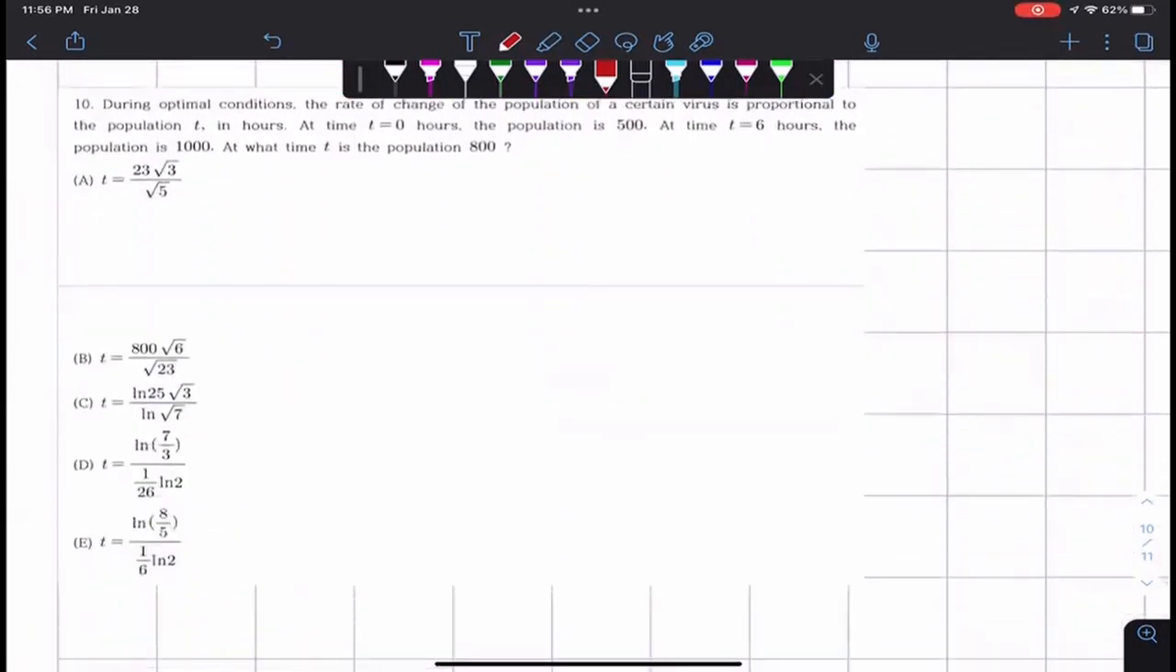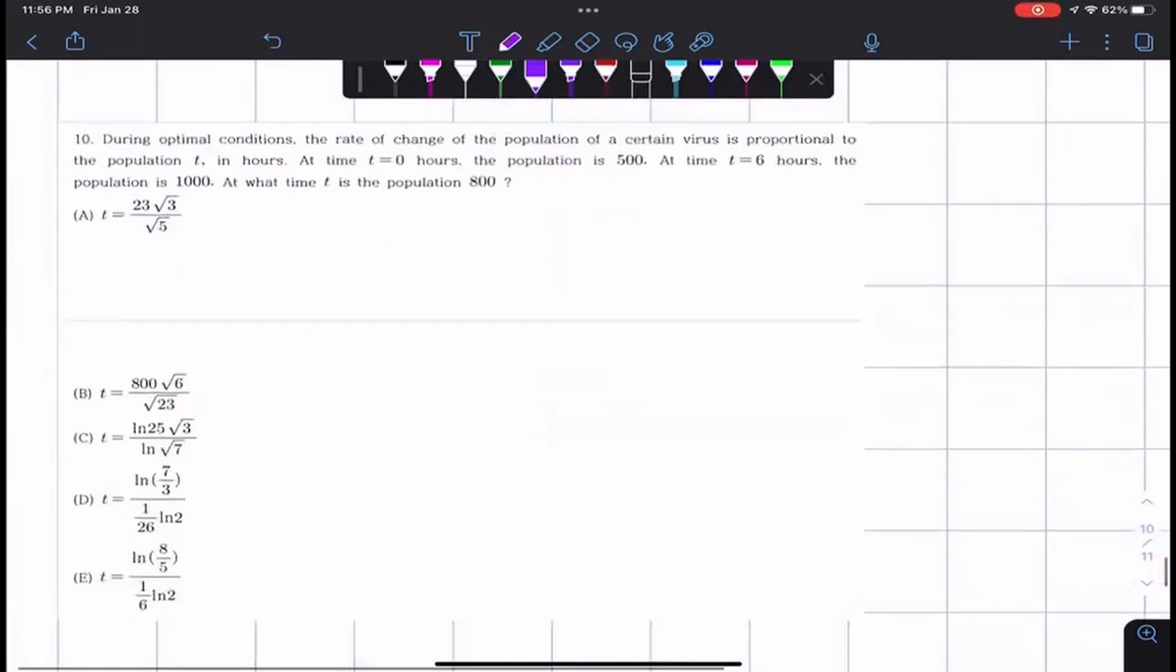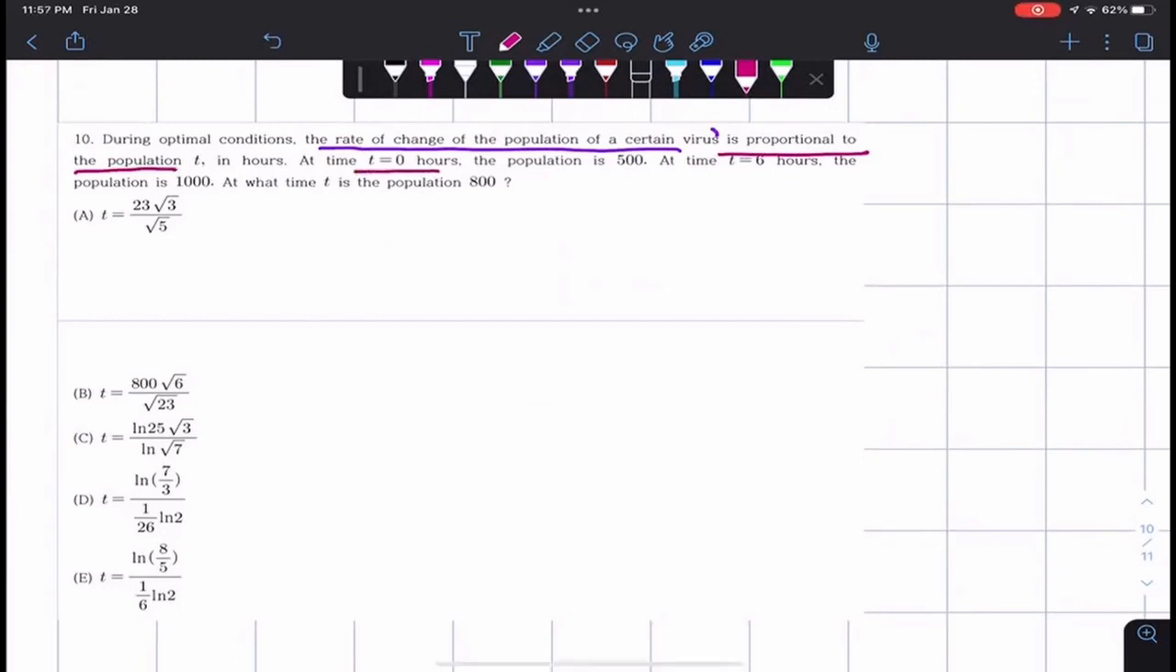Look at problem number 10. During optimal conditions, the rate of change of the population of a certain virus is proportional to the population. At time t equals 0 hours, the population is 500. At time t equals 6 hours, the population is 1000. At what time t is the population 800?